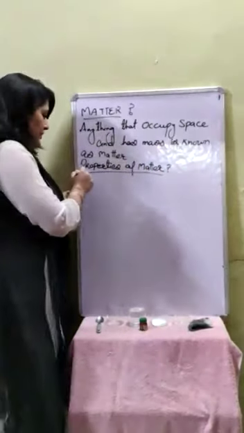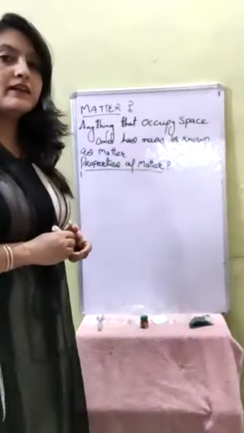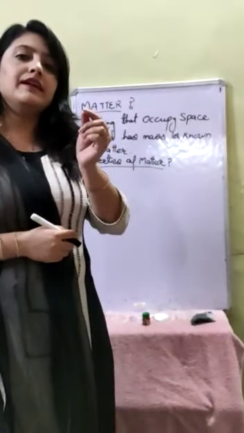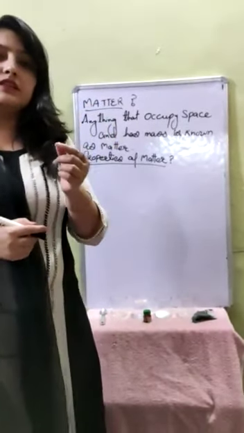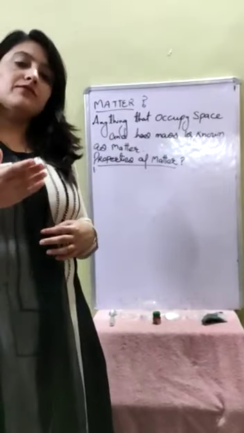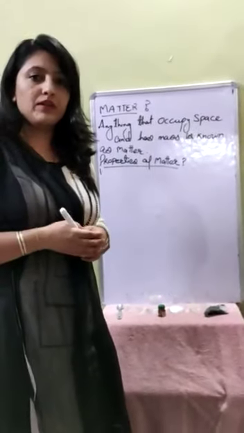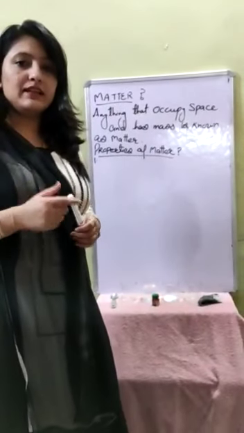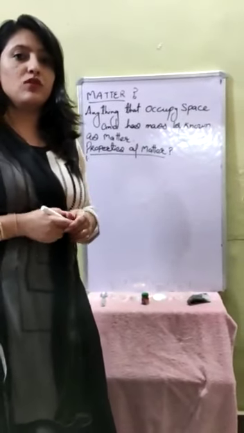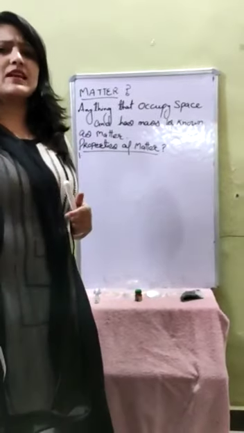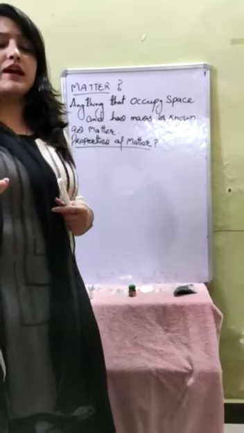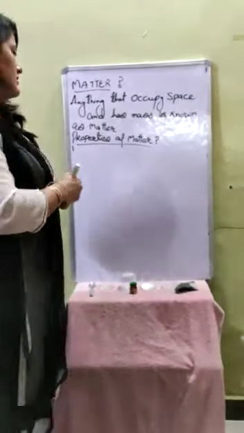The first property is that the particles of matter are very tiny in nature. They are so small that we can see them only with the help of a powerful microscope. For explaining that, I am taking an example of KMnO4. What is KMnO4? KMnO4 is potassium permanganate.